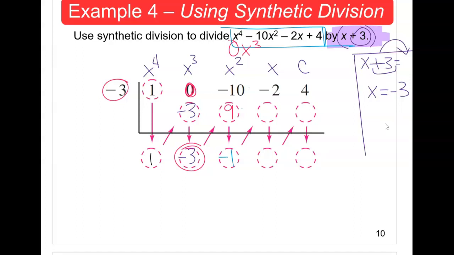Then we're going to multiply negative 3 times negative 1, and that will give us positive 3. Then we're going to add vertically, and negative 2 plus 3 is positive 1. And then lastly, we're going to multiply 1 times negative 3, and that will give us negative 3 again. So 4 minus 3 is equal to 1. I'm just going to check my work quickly because my dog was distracting me.